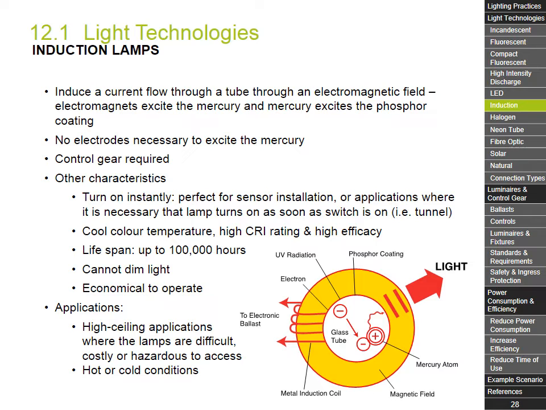For example, a tunnel. Induction lamps usually have a cool color temperature and a high CRI rating, and also a high efficacy. These lamps are very popular as they are economical to operate and have an extremely long life. Induction lamps are often used for large space lighting or high ceiling applications where normal lamps are difficult or dangerous to access. They also operate well in both hot or cold conditions.